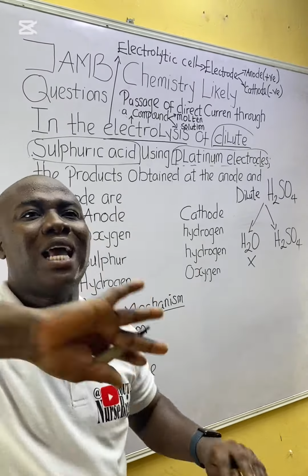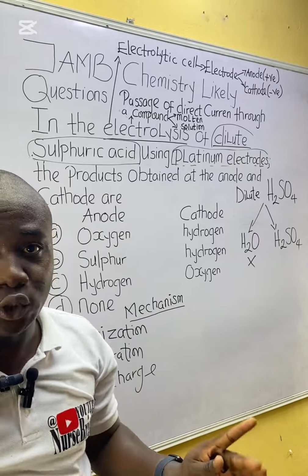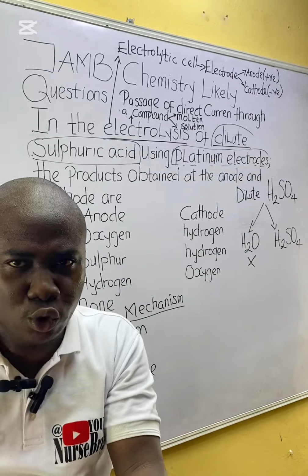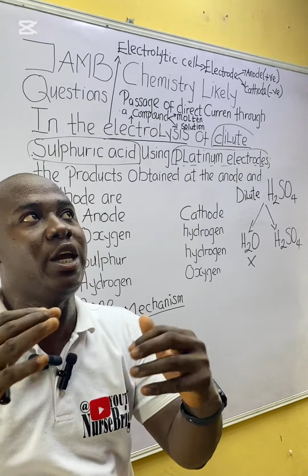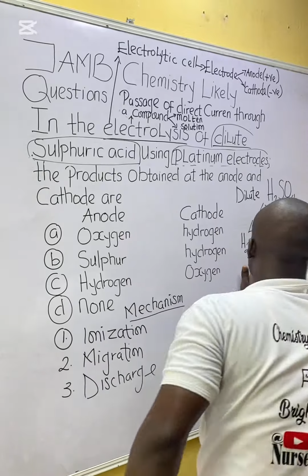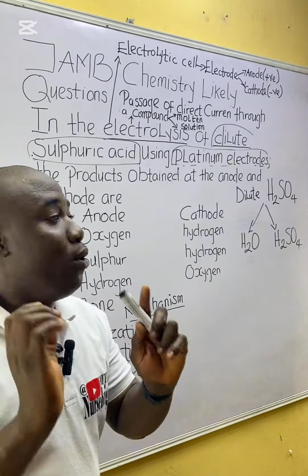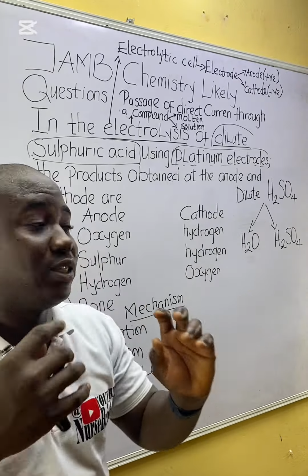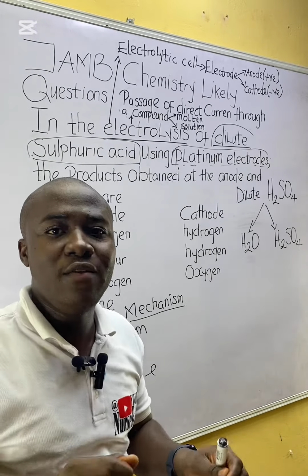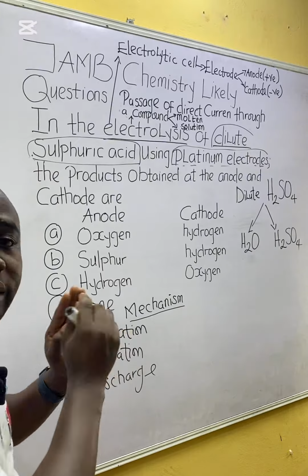This also applies for any compound given to you. So watch out for the word molten or the compound being in a solution. If it is just a solution, they are going to write dilute, you understand? So we've seen that this compound, dilute H2SO4, is made up of water itself and H2SO4. So moving further, let's run through the mechanism.